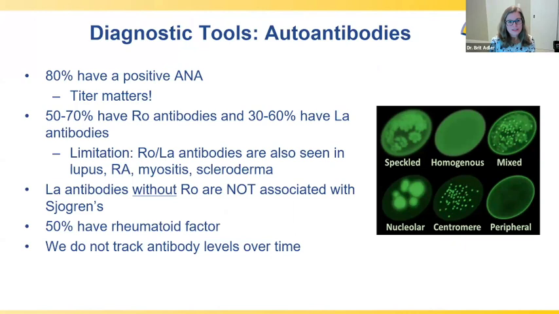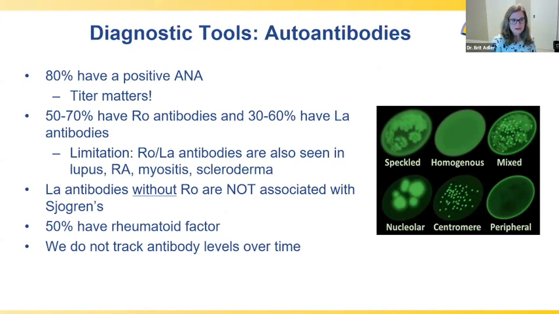So the other diagnostic tool that's very important for diagnosing Sjögren's is autoantibodies in blood work. About 80% of patients with Sjögren's have a positive ANA, and so checking an ANA can be important in the diagnostic evaluation for Sjögren's.